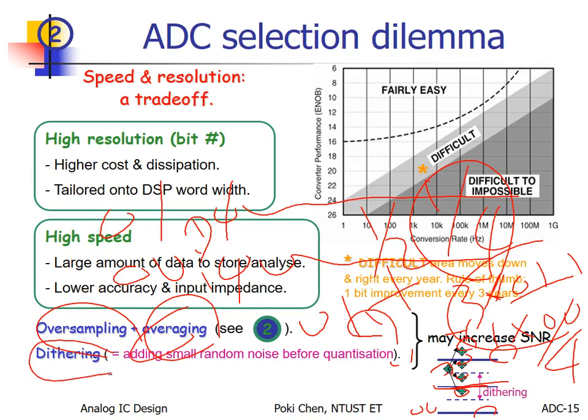I have no idea how to say that in Chinese. You can Google online by yourself. It means add some small random noise to your input before quantization. From the beginning, this concept was applied to DIP instead of DSP.